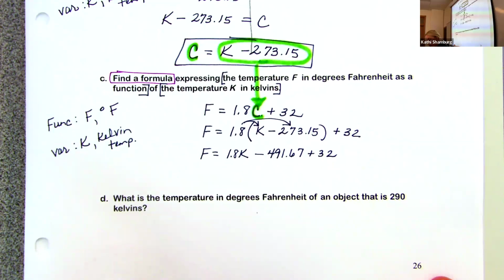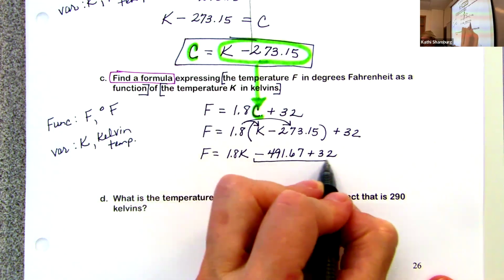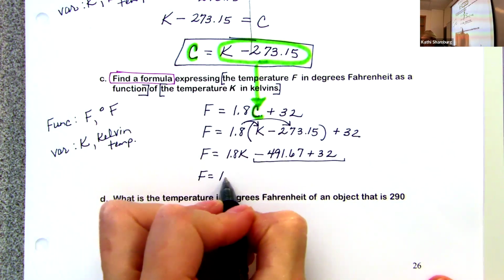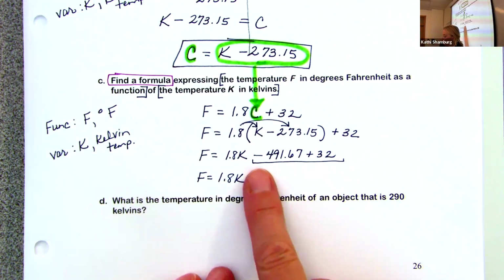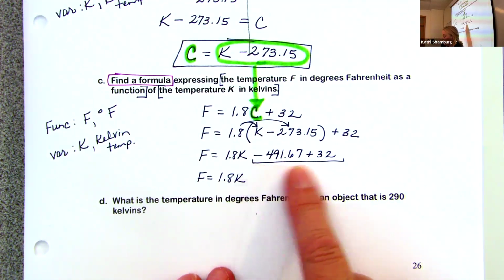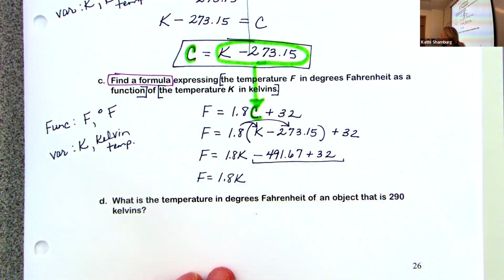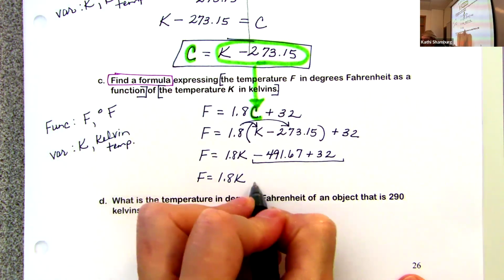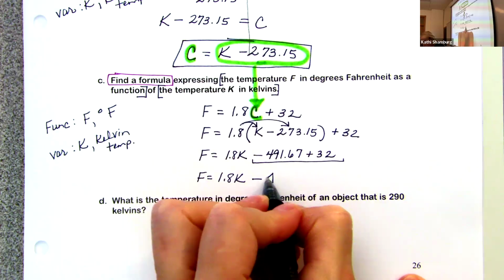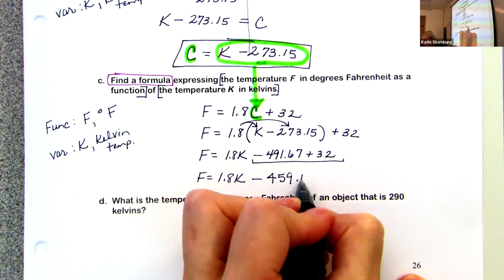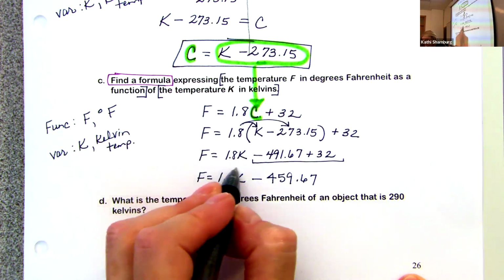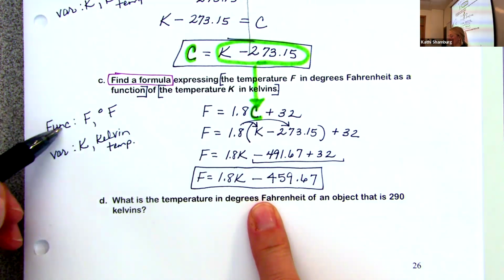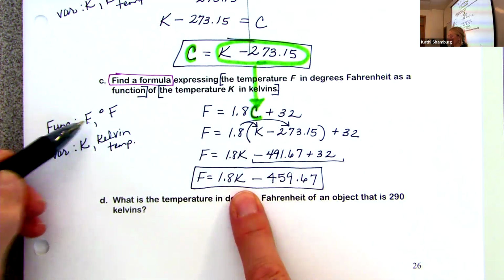All right, now we're not quite done because these two numbers we can still combine. So we're going to have Fahrenheit equals 1.8 K. Now in your calculator, put in negative 491.67 plus 32. And what value do you get? And is that positive or negative? Negative. So since it's negative, I'll do minus 459.67. Now I have a formula. My function is F and my variable is K.